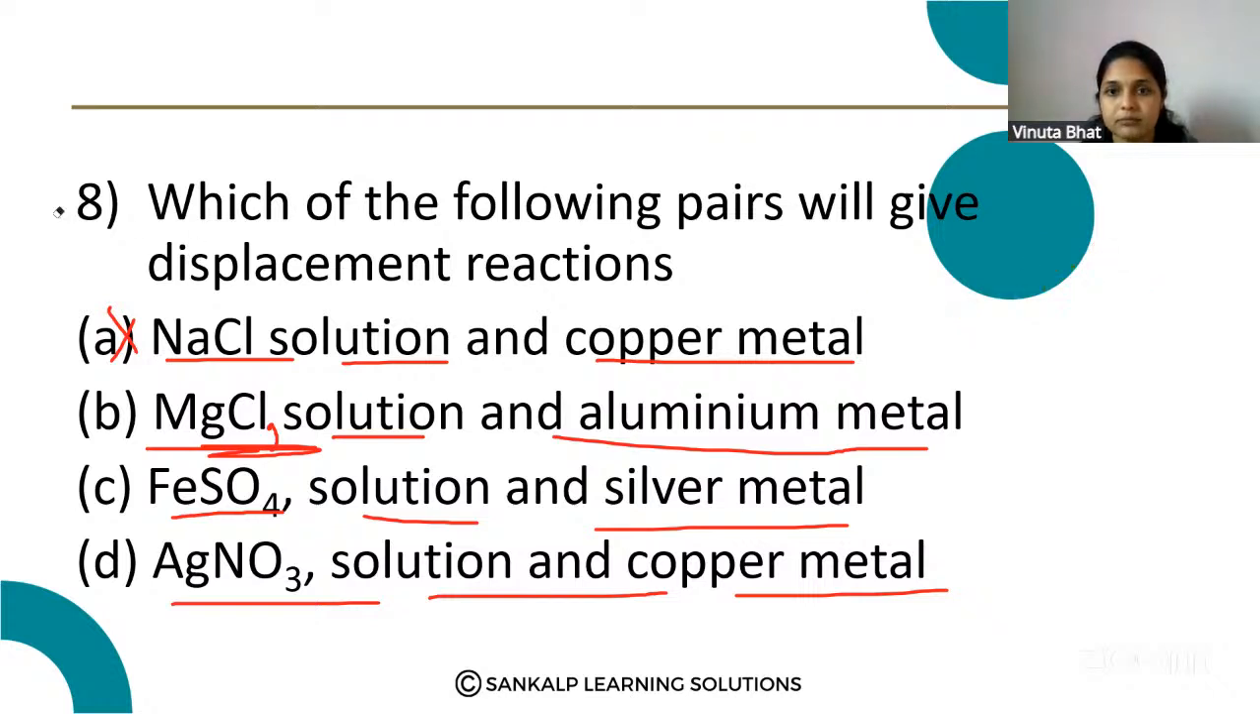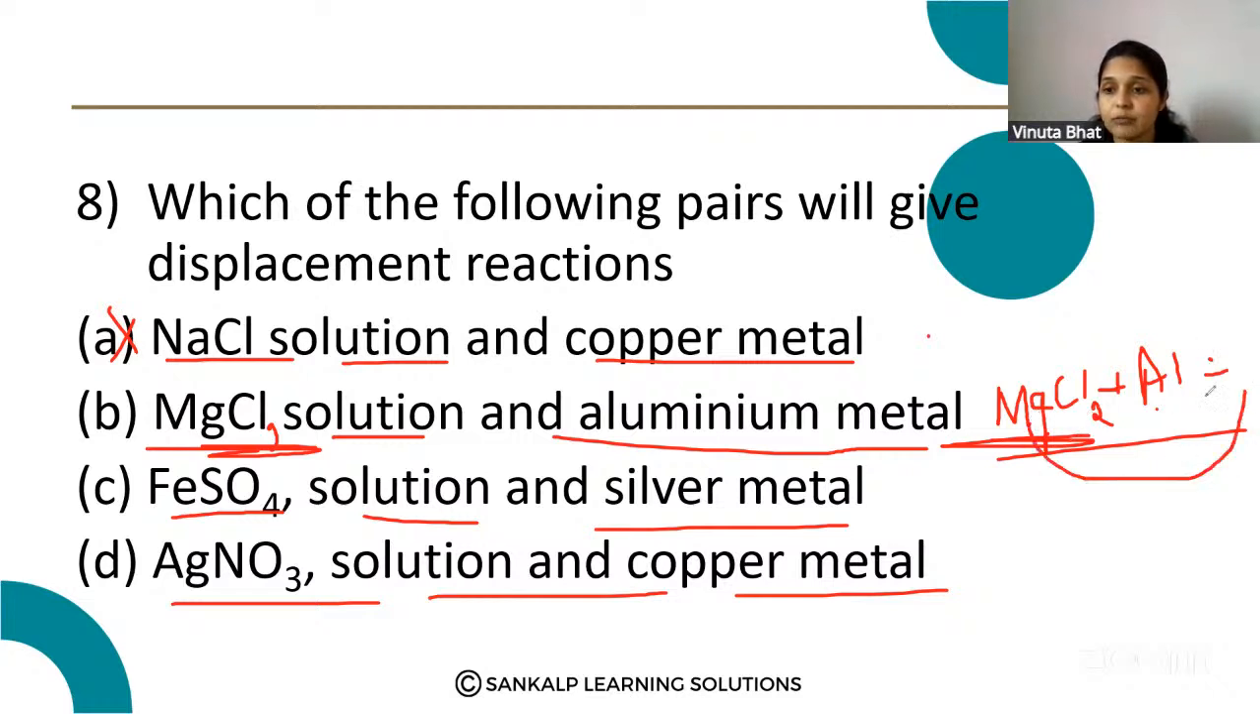Second one, magnesium chloride, MgCl2, when it reacts with the aluminium metal. Here aluminium has less reactivity compared to magnesium. Okay, less reactivity, so it is not able to displace the magnesium from the magnesium chloride solution. Aluminium is not able to displace the magnesium from the magnesium chloride solution. So option B is also not possible.